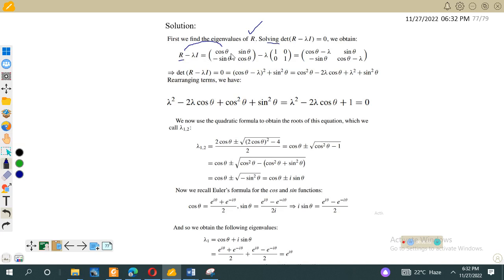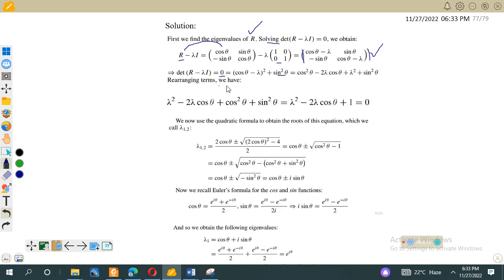So R minus lambda I will lead to cos theta minus lambda, sin theta, minus sin theta, cos theta minus lambda, as in the usual method of diagonalization of any matrix. Then the determinant of R minus lambda I should be equal to 0. This will lead to cos theta minus lambda squared plus sin squared theta. Evaluating this whole square and sin squared theta, this will lead to cos squared theta minus 2 lambda cos theta plus lambda squared plus sin squared theta.